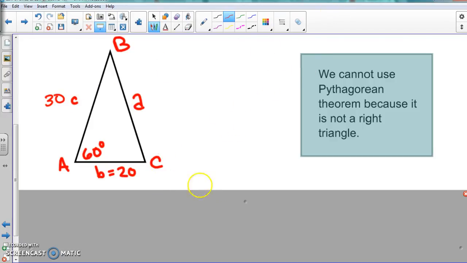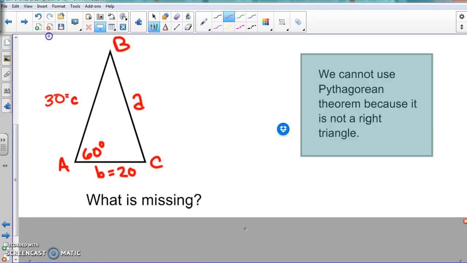All right, so let's go ahead and take a look at this now. We cannot use the Pythagorean theorem because it's not a right triangle. So here, we can't just say a squared plus b squared equals c squared. We can't do that simply because it's not a right triangle. So here, we're going to have to look at, again, what's missing and then use our law of cosines.